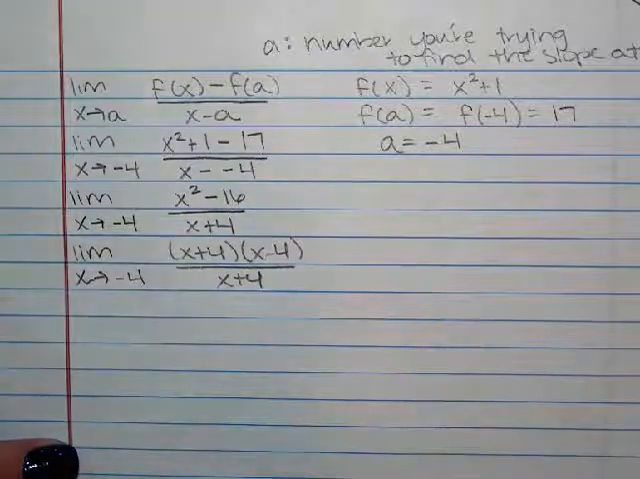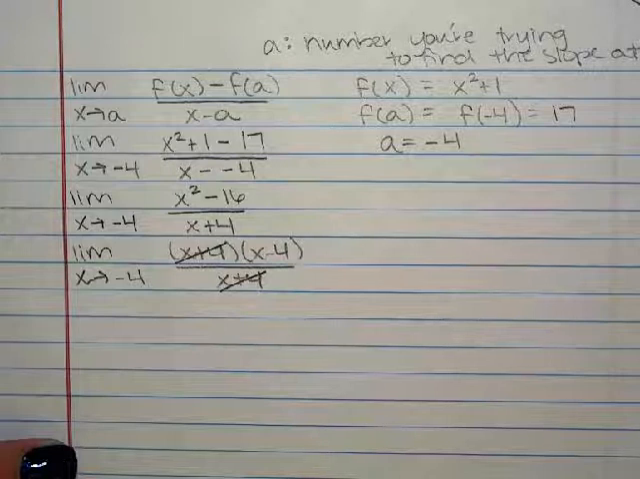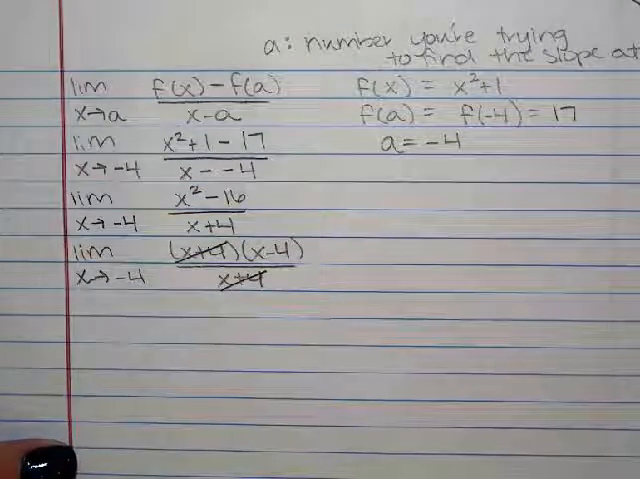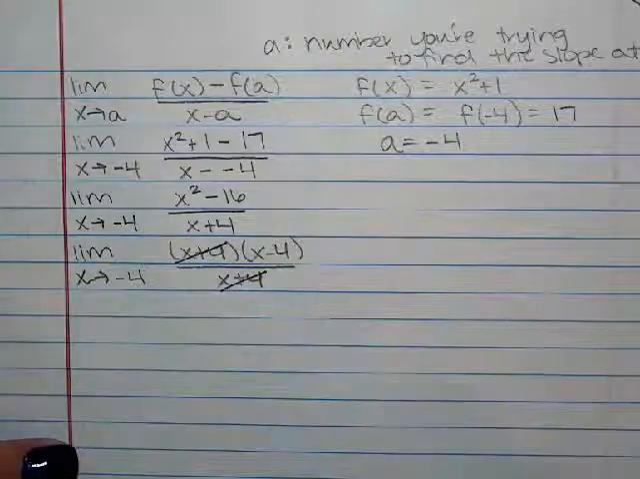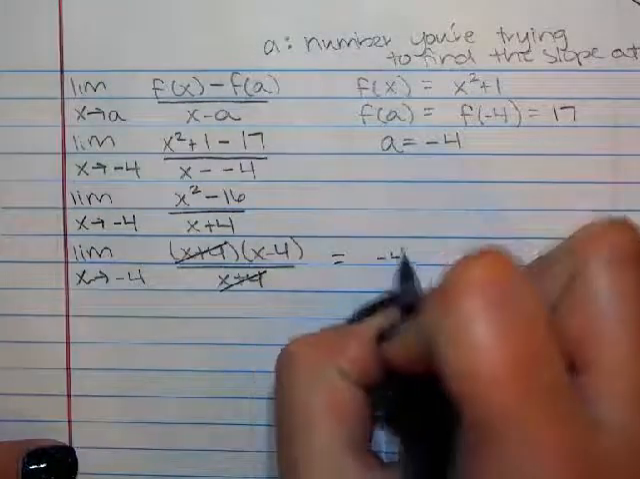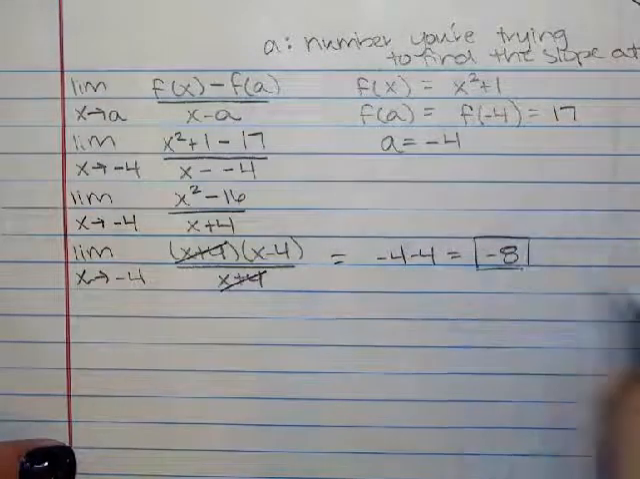At this point, you can do direct substitution. What do you get when you do direct substitution? -4 minus 4 equals -8. Same answer. Which one was less work? This one was clearly less work, okay?